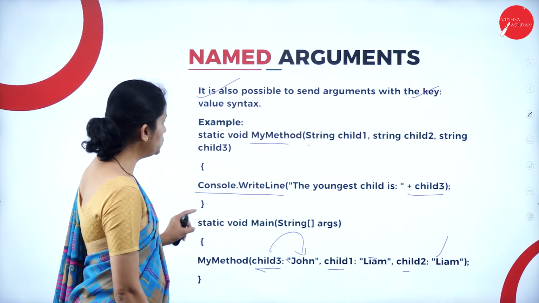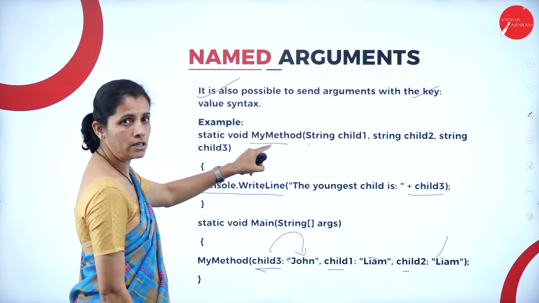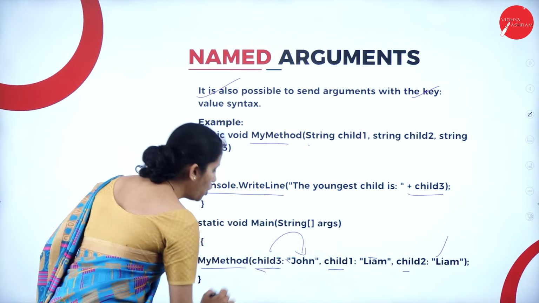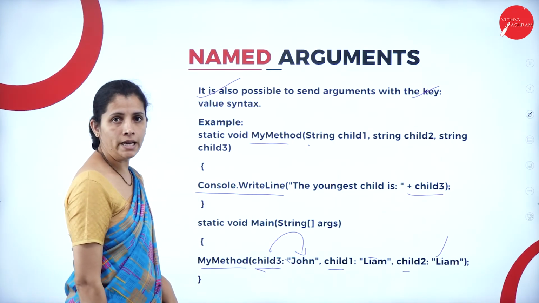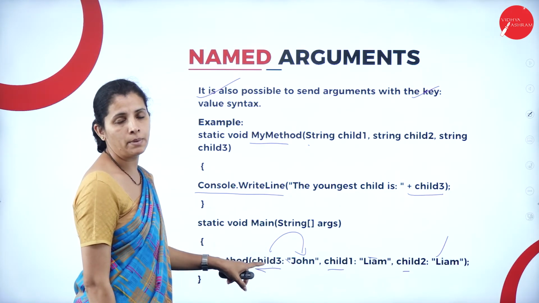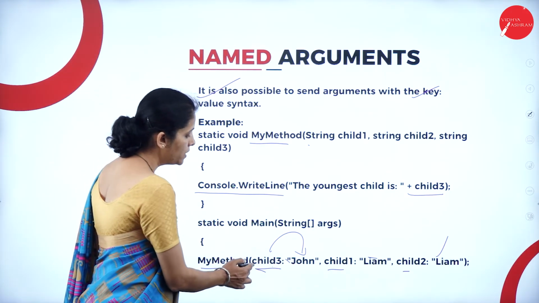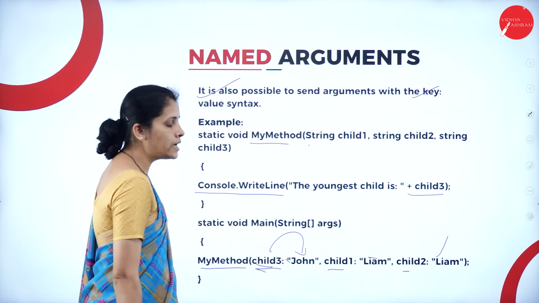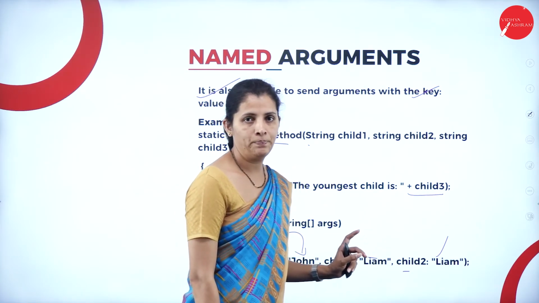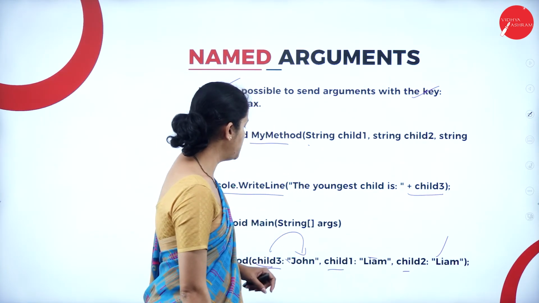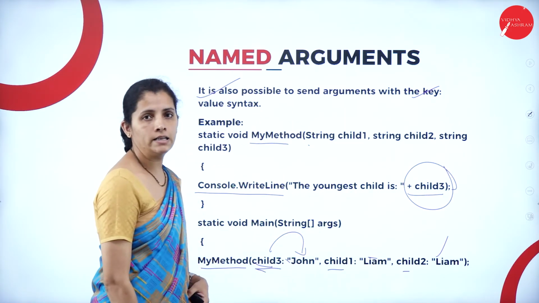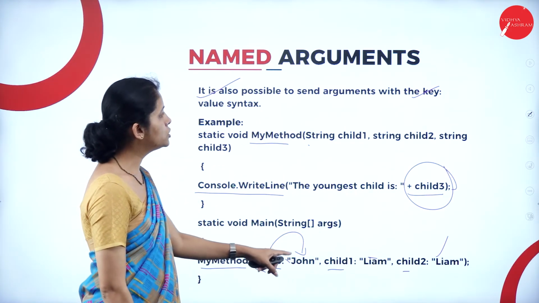Now, I'm going to call this method inside the main method. See here, while calling along with parameters, I'm going to specify the field name, that is nothing but the variable name. So, child 3, John, child 1, Lime and child 2 once again, Lime. Now, what do I want to display? I want to display only the third child information, that is John.